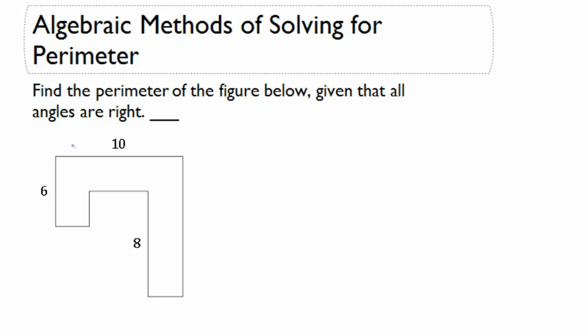I'm going to start by labeling the side that has a 6 as A, B, C, D, E, F, G, and H. Now, if I've labeled all of my sides, I now know which ones I'm talking about for each area.